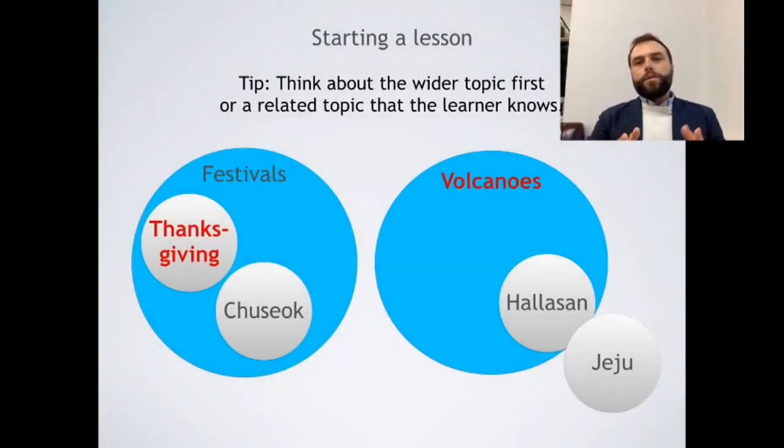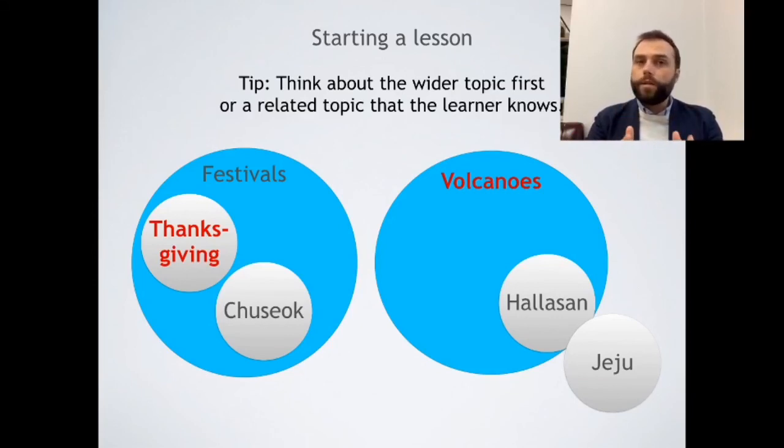Okay, so when you're starting a lesson and you're thinking about context, here are some examples that we've looked at. So tip, think about the wider topic first, or a related topic that the learner knows. And here are the two examples we looked at that has Thanksgiving and Chuseok, which are both part of the festival's context. On the other side, we've got volcanoes. Hallasan is a type of volcano, and Jeju is a related context to Hallasan. Okay, so Jeju is actually outside of the volcano context, but it allows us to transition into volcanoes.